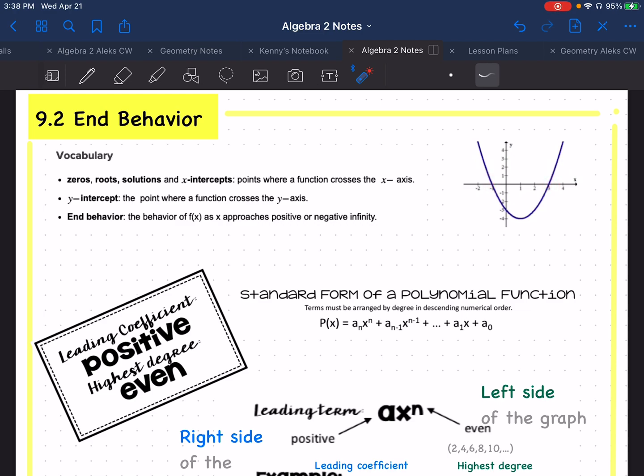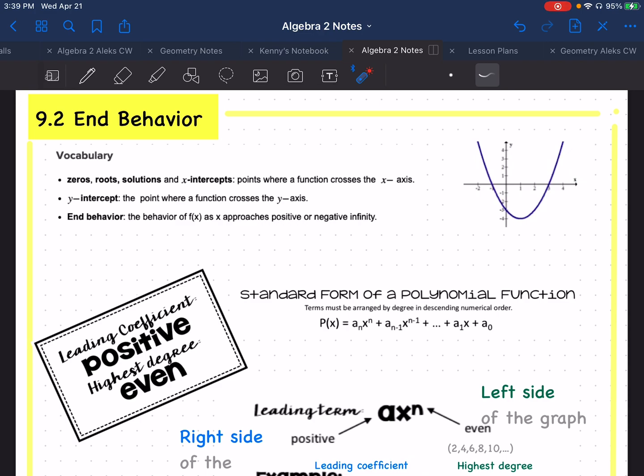The y-intercept is the point where the function crosses the y-axis. So where is my graph touching the y-axis? And what we're going to talk about today is the end behavior. What's happening with the behavior of my graph of f of x as x approaches positive or negative infinity? Positive infinity is, of course, over here, and negative infinity is over here. So what's happening? This graph is going up and up. And then what happens in the middle depends on the degree. So let's go ahead and take a look at what happens.